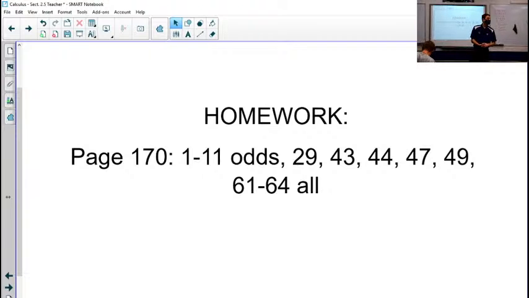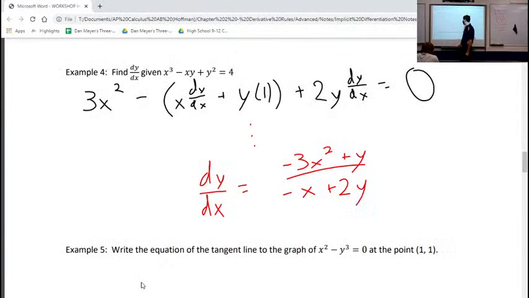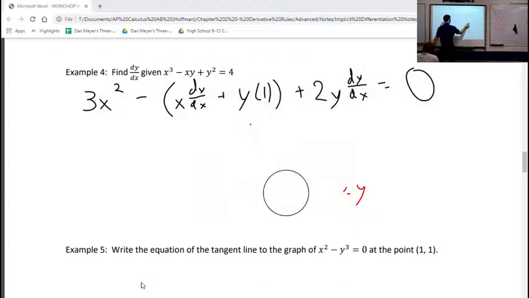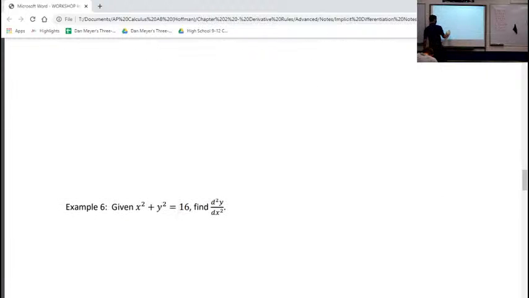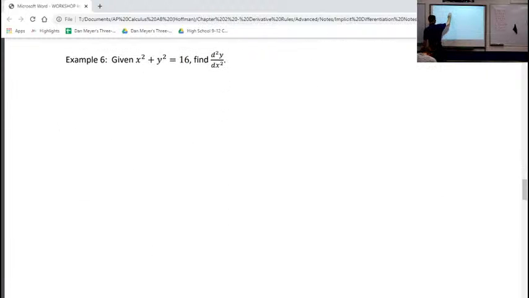All right, time to make it harder. We may only get through one of these, but I will try. X squared plus y squared equals 16. Find the second derivative.